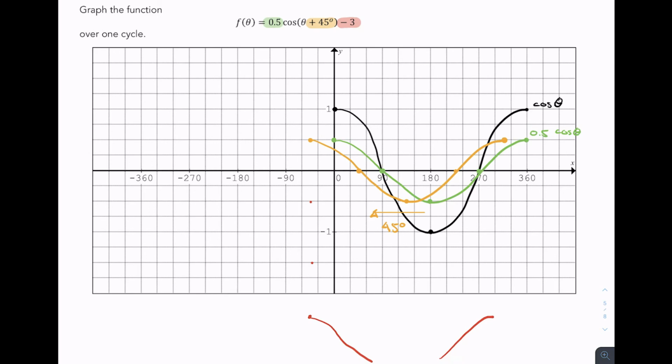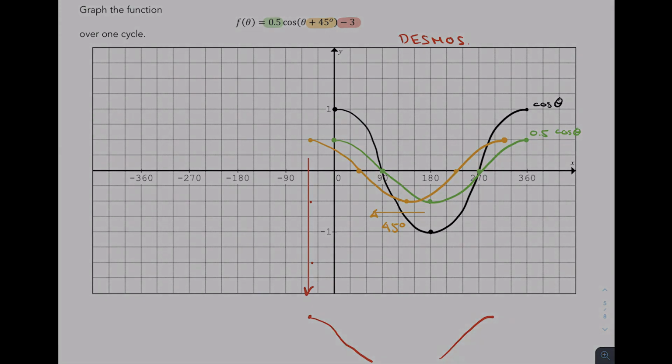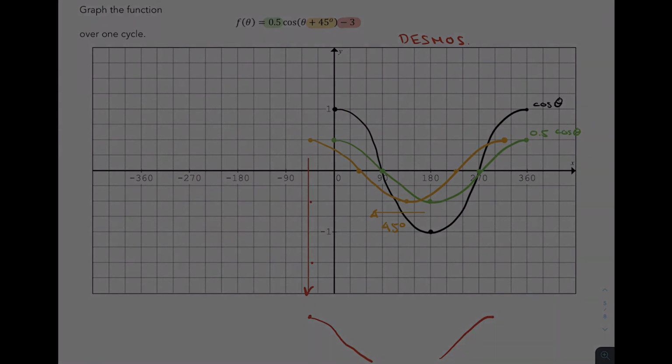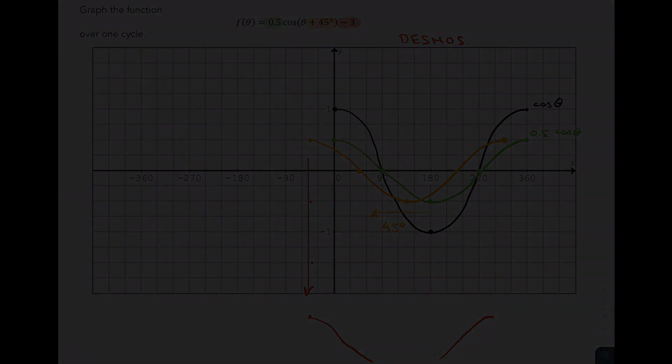So give it a try on your own. Remember, everything's moved down 3 units, and see if it matches up. If you want to do a comparison, you can do your work and then do it with Desmos, the graphing software. And that's our graphing of cosine under some transformations.